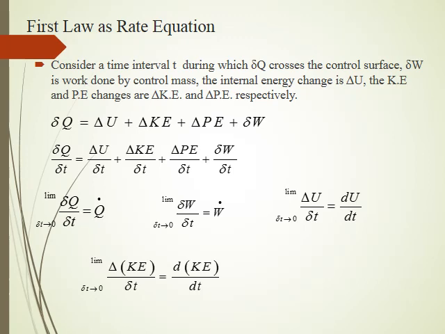We have the limit of delta Q upon delta t, where delta t is tending to 0, we have Q dot, that is the rate of heat transfer. Similarly, for the work we have this, and we get the power, because the transfer rate of work is said to be power. Similarly, we have the limiting process for internal energy, kinetic energy, and potential energy.